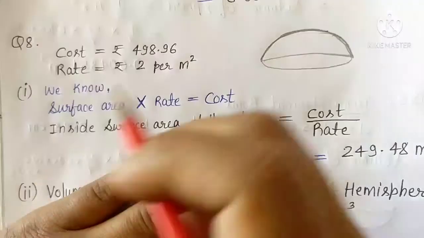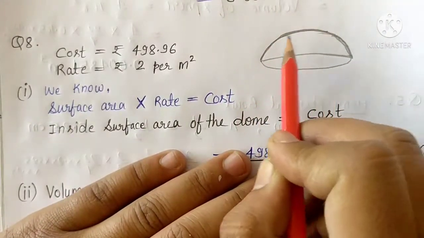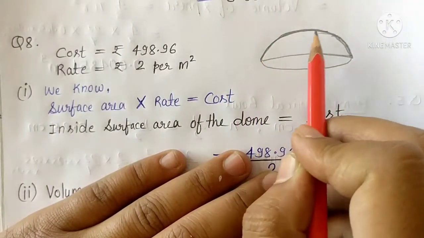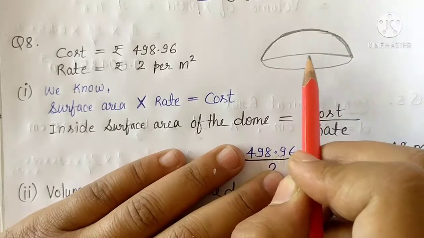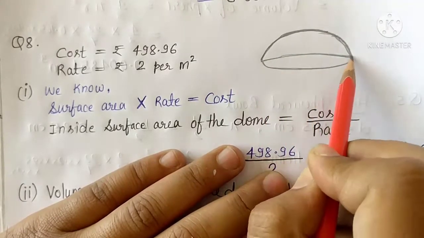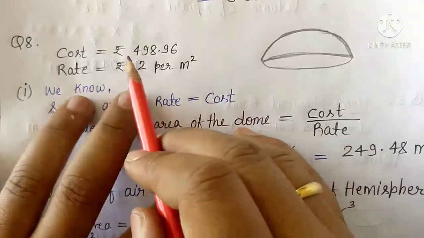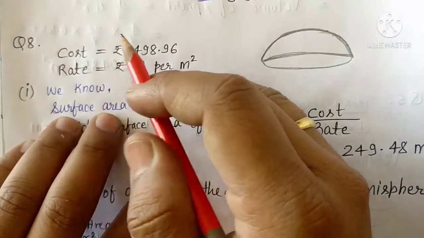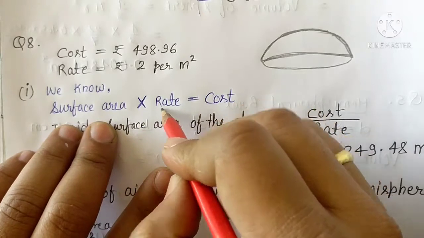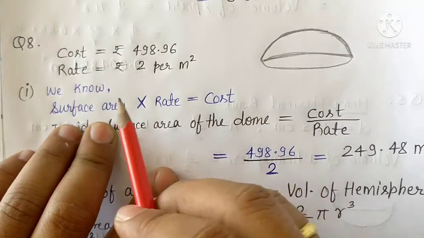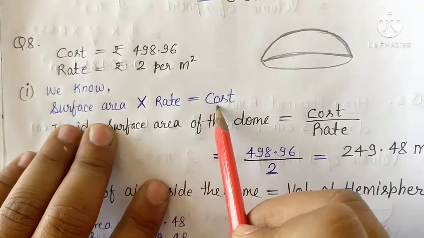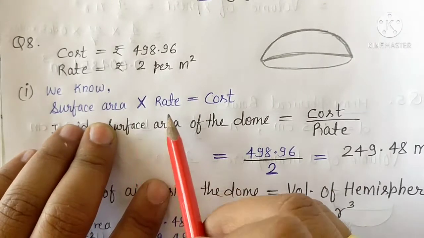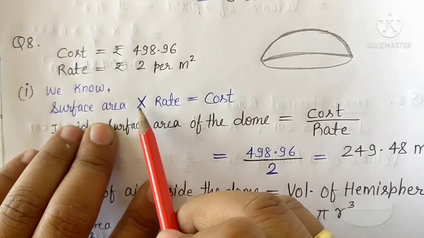Let's see. This is called a dome, like in the Taj Mahal, as I told you. This is to be whitewashed from inside. Now what they are asking, they have given the cost, rupees 498, and they have given the rate. We know very well that if we multiply surface area by rate, what will come? Cost only. So we have to find the surface area. Rate is given, cost is given. So the surface area we will keep here and the rate we will take to that side. So the rate here is in multiplication form.